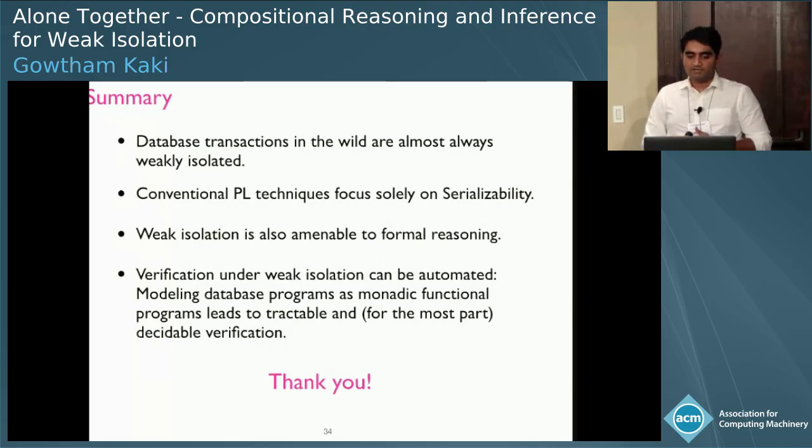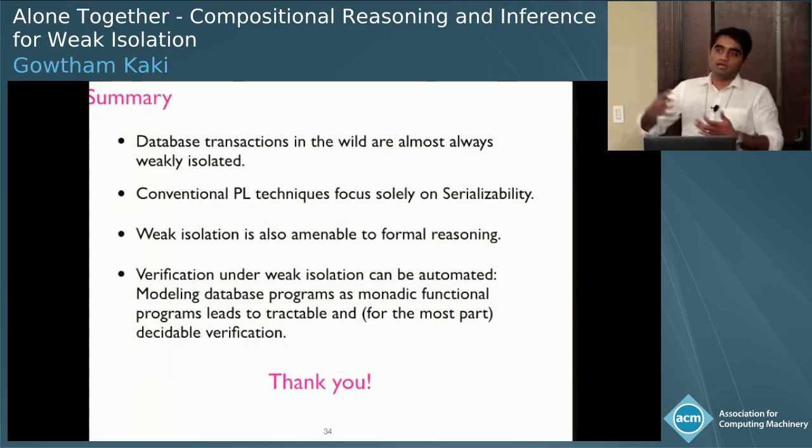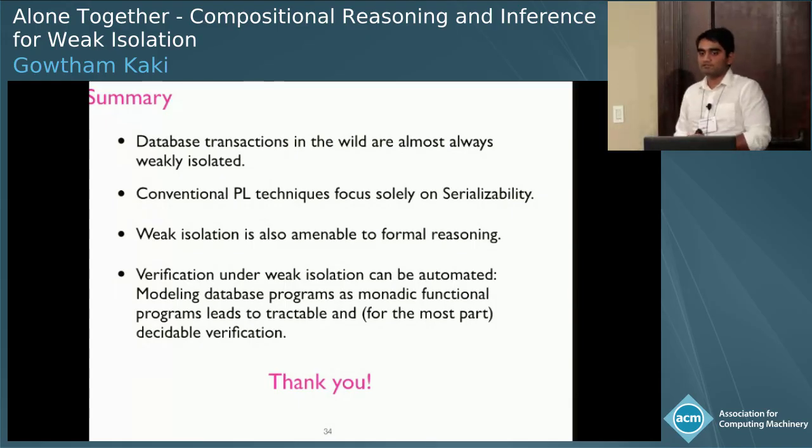And verification under weak isolation can be automated by modeling the database programs as monadic functional programs, which leads to a tractable and, for the most part, decidable verification.